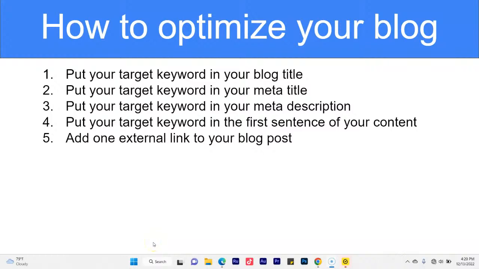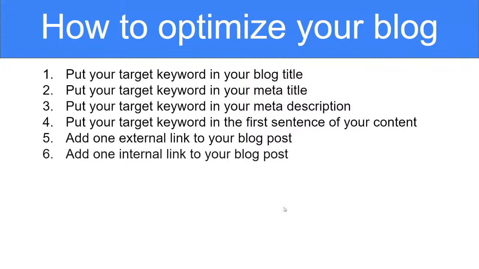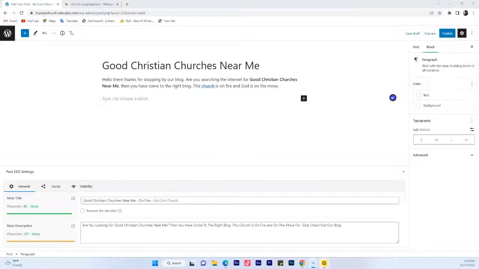All right, you're already on step number 6. After you've added your keyword to your blog title, meta title, meta description, first sentence of your content, and you've added an external link, the next thing you want to do is add one internal link to your blog post. Let me show you how to do that.